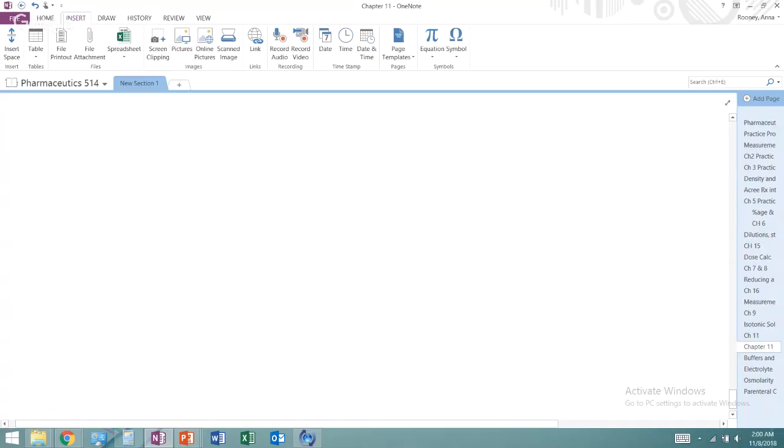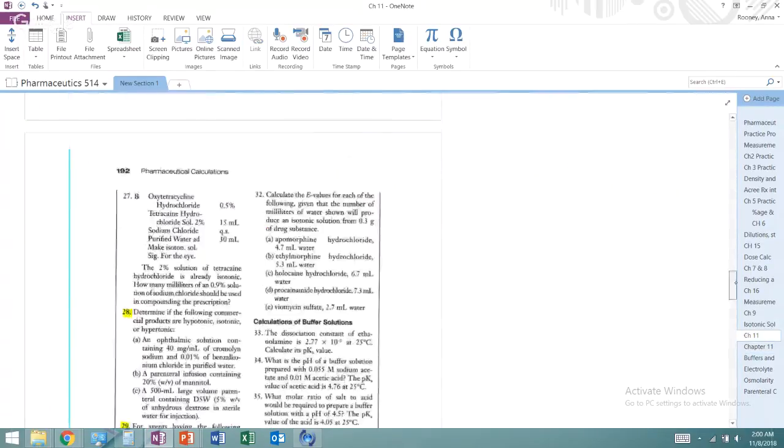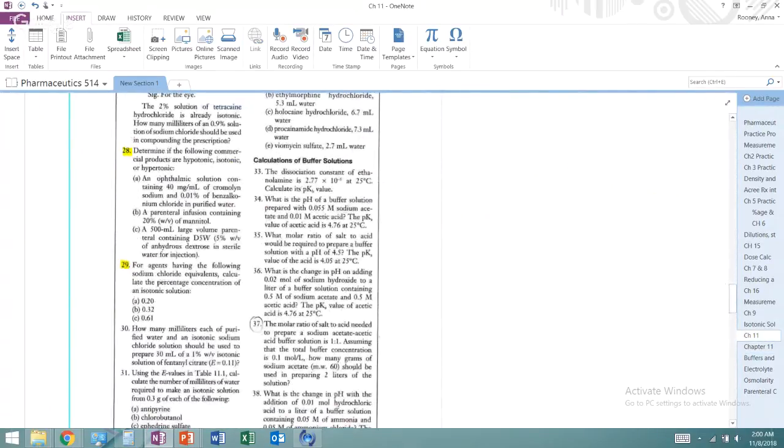Okay, so number 28 is next. Let's go down to 28. All right, 28. Determine if the following commercial products are hypertonic, hypotonic, or isotonic. So we have an ophthalmic solution containing 40 milligrams per milliliter of cromolyn sodium and 0.01% of benzalkonium chloride in purified water.